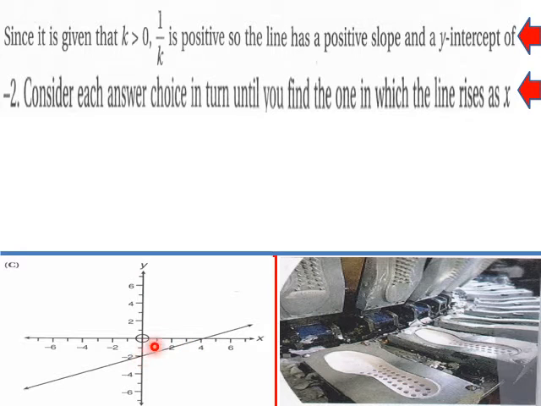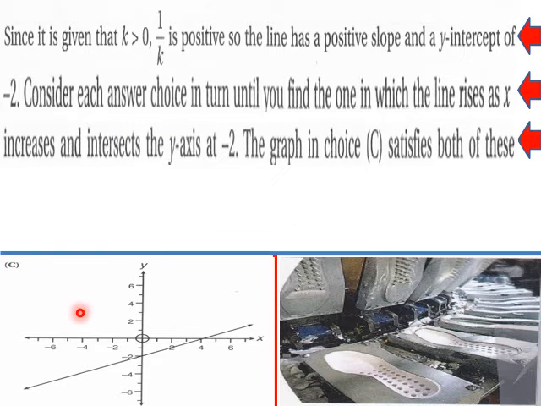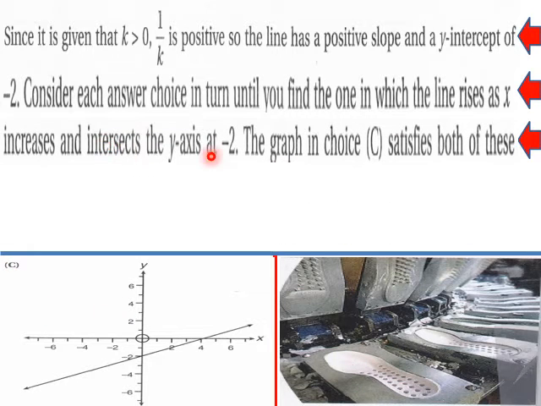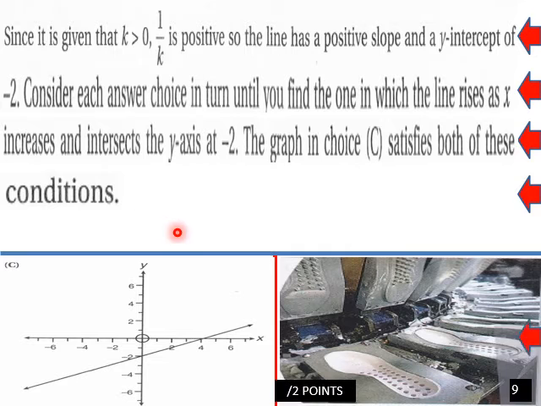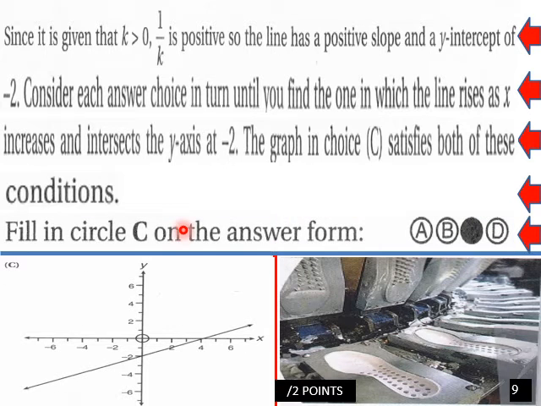Funny enough, this is the correct graph right here, which would be C. It rises as x increases and intersects the y-axis at -2. The graph in choice C satisfies both of these conditions. Fill in the circle C for that question.